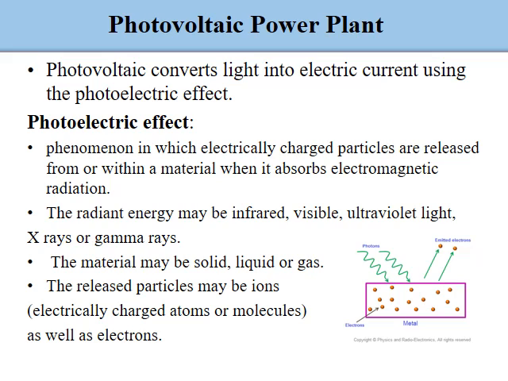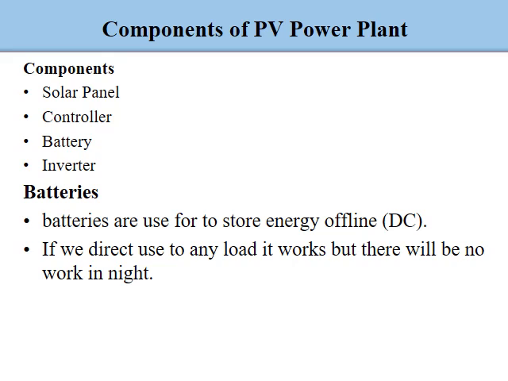The radiant energy may be infrared, visible, ultraviolet light, X-rays or gamma rays, and the material may be solid, liquid or gas. And released particles may be ions as well as electrons, and ions are basically electrically charged atoms or molecules. Components of photovoltaic power plant.